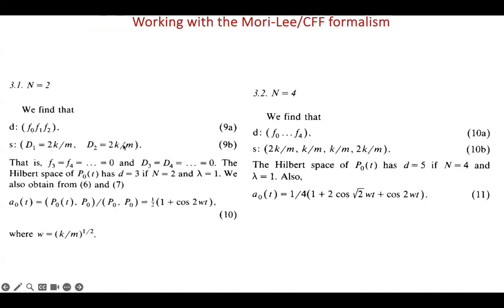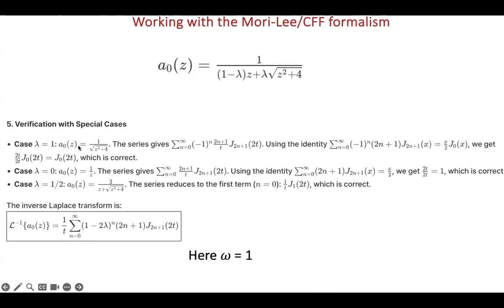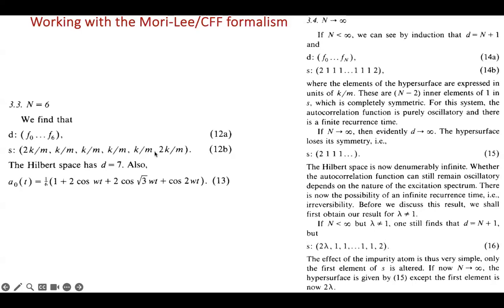2k over m, 2k over m, k over m, k over m, 2k over m. K over m, k over m, k over m, k over m, 2k over m. So it's always ending with 2k over m, beginning with 2k over m. 2k over m is coming as the series opens and closes. That is what the pattern reveals.